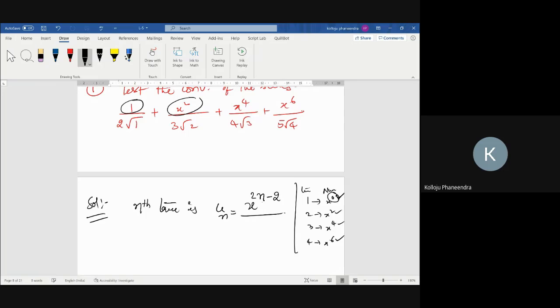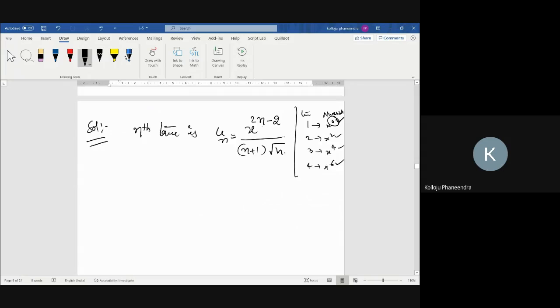Now the denominator. In the first term, 2 into under root 1. In the second term, 3 into under root 2. So in the nth term, n plus 1 into under root n. Any doubts? Okay, this is my nth term.